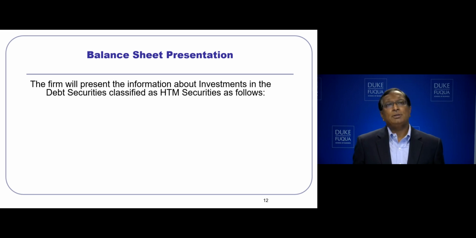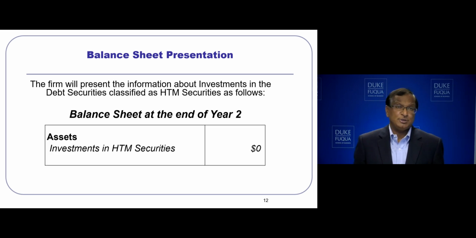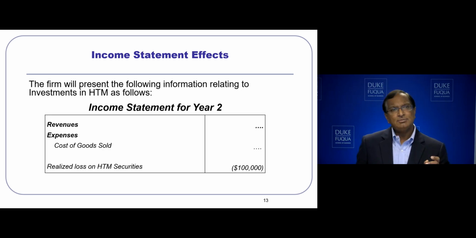So let's see what will be on the balance sheet. Well, because the asset has been sold, the investment in HTM securities will be zero at the end of year 2. Now, on the income statement, the firm will record the realized loss on these HTM securities, which will decrease net income by $100,000. Now, this concludes the transactions for accounting for HTM securities.